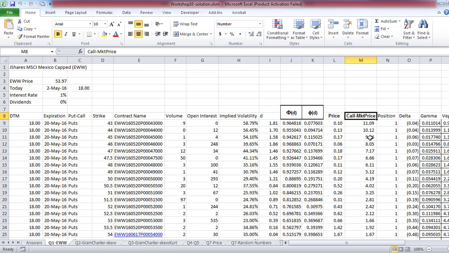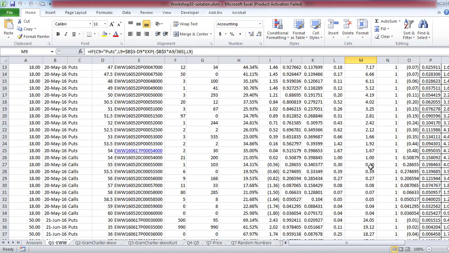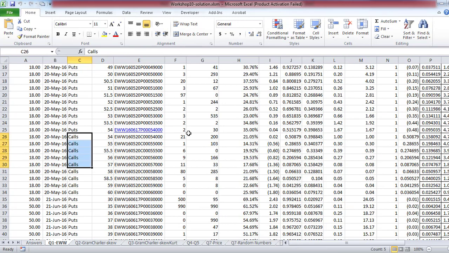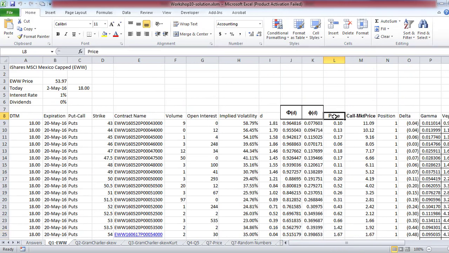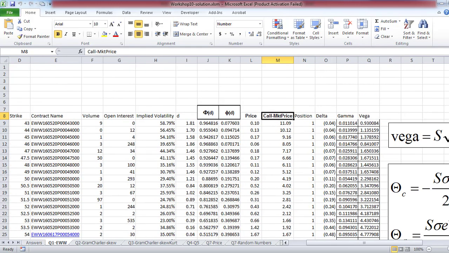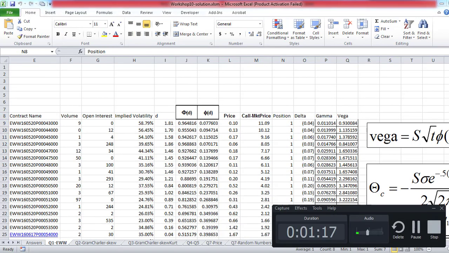Now I'm going to transform everything into call prices. So you see that for puts you have here the call price, and this one you do with the put call parity, and then for calls, these two prices are going to be the same, the one for the price and the one for the call price. Right, now we're going to assume that we have one position, and this is basically going to conclude the solution for workshop 10 exercise.